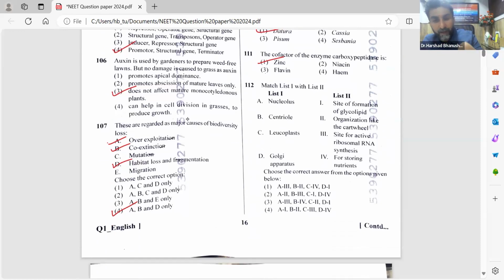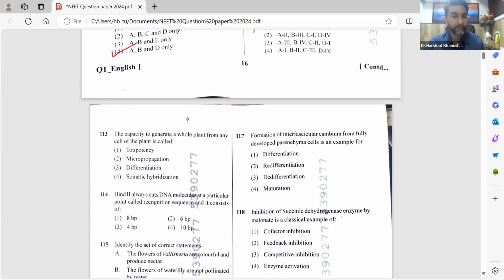Nucleolus is the rRNA formation, so A would be 3. Centriole shows the cartwheel organization, so B would be 2. Leucoplast stores food, so C4, and Golgi is for glycolipids, so D1. So it'll be 3, 2, 4, 1, which is option number 1 in this case. We go to the next question.